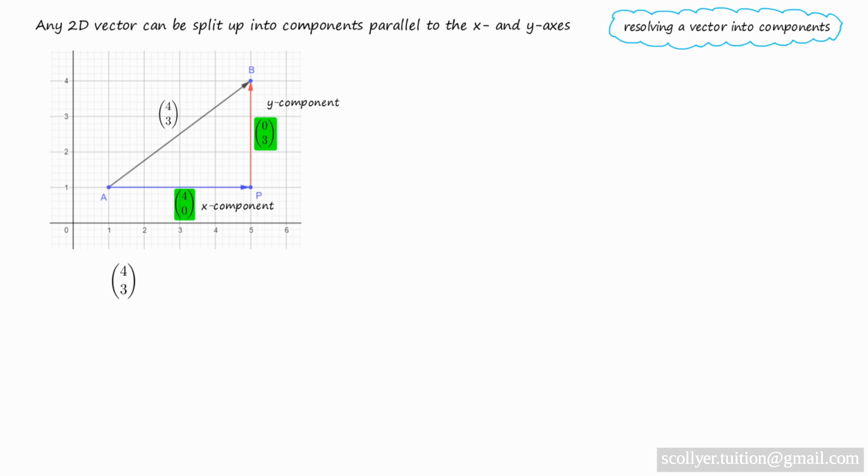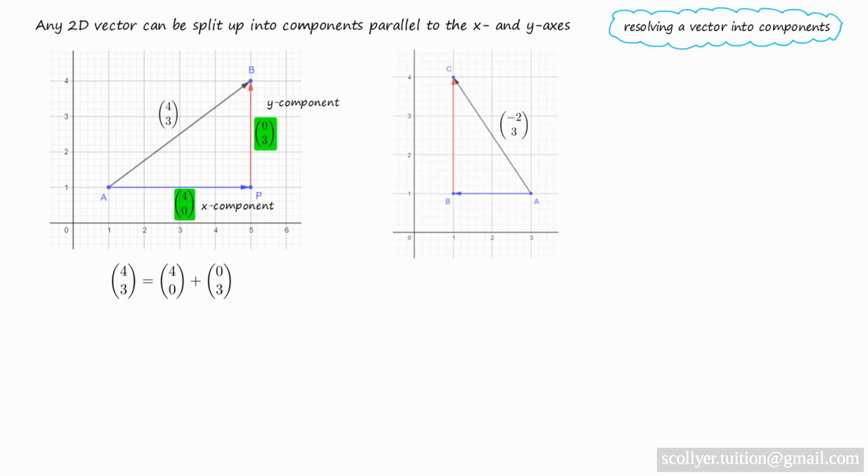And so we can write the 4, 3 vector as the sum of the 4, 0 vector and the 0, 3 vector. Similarly, we can split up the minus 2, 3 vector into a minus 2, 0 component, which is the x component, and a 0, 3 component, which is the y component. And thus we can write minus 2, 3 equals minus 2, 0 plus 0, 3.